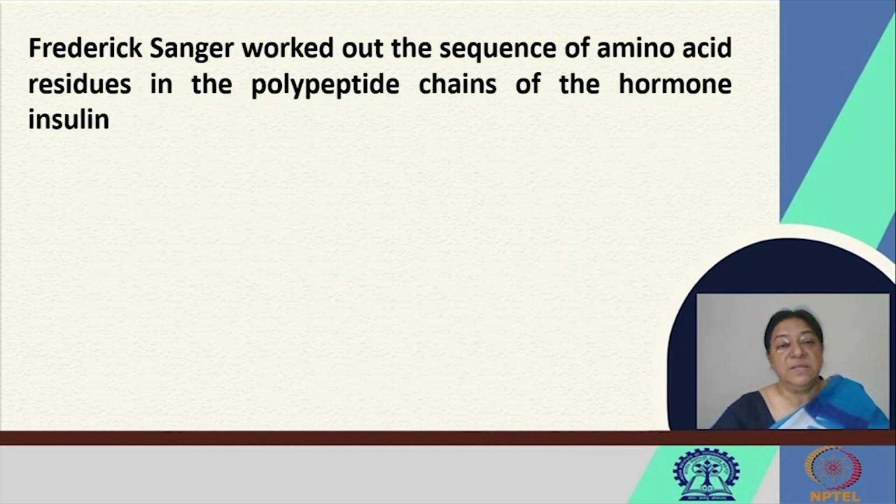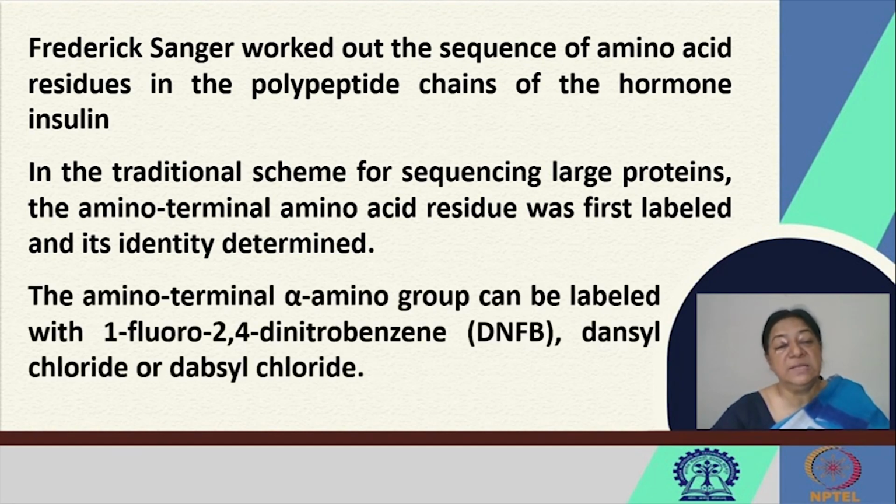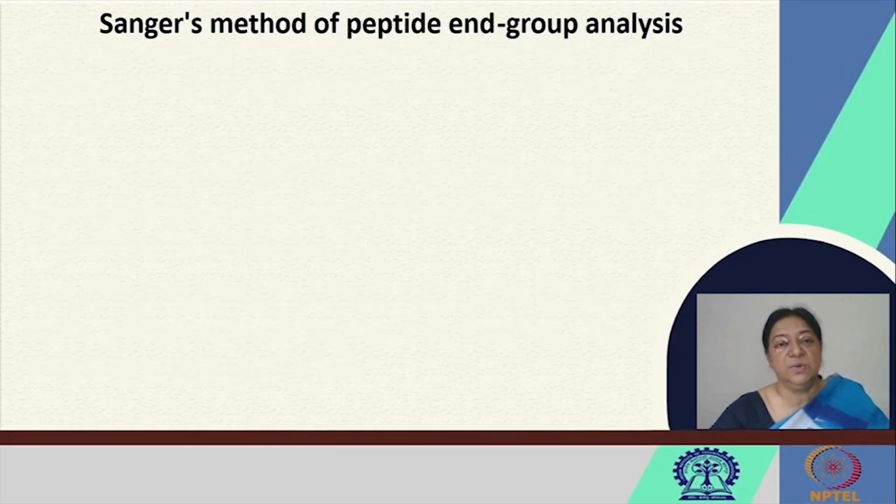In Sanger's method, there is a sequence of amino acid residues in the polypeptide chain. This was first worked out with insulin. And here the amino terminal is also labeled and its identity determined. This can be labeled with DNFB, dansyl chloride, or dabsyl chloride, which is going to give us the first amino acid in our sequence.